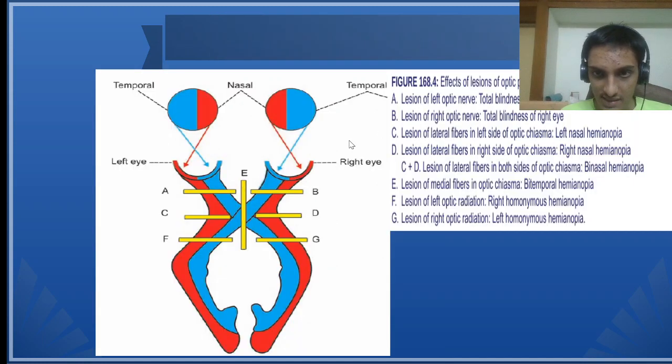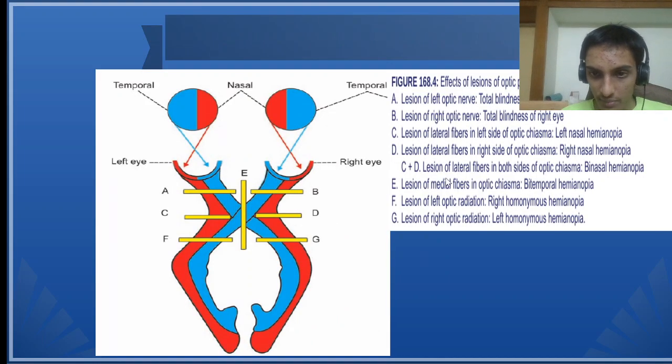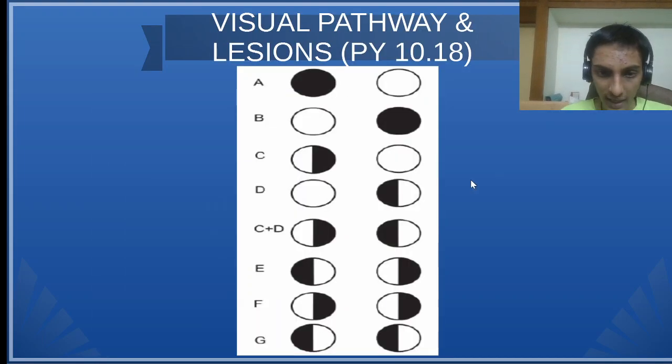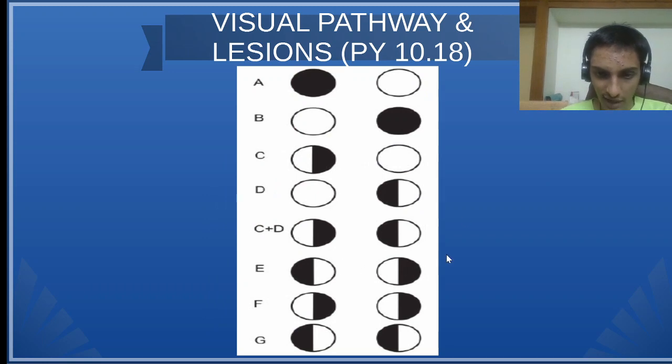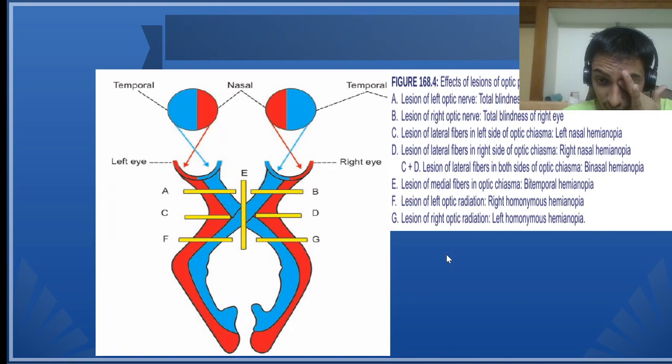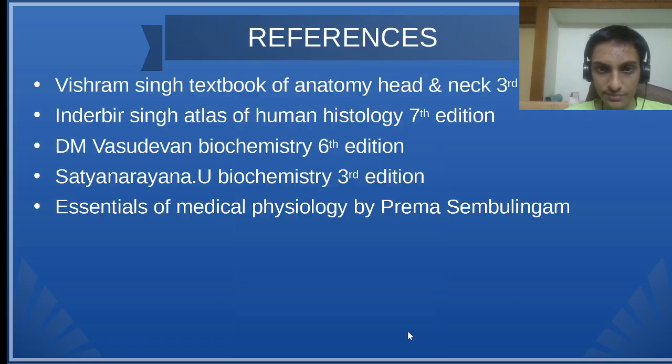What is the C? This is left nasal hemianopia, and this is the right. C plus D here is both sides of the optic chiasma, that is the left and right, binasal. And E is the bitemporal hemianopia you are seeing in the left and right both. And F, we are seeing the homonymous hemianopia. So this is with the right and this is with the left.